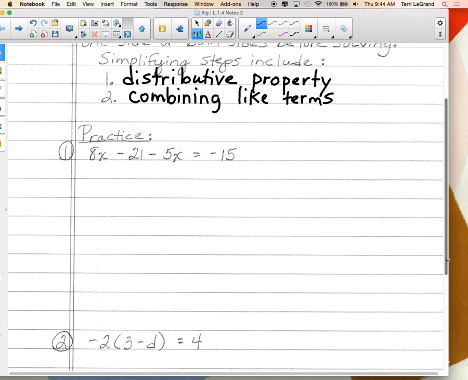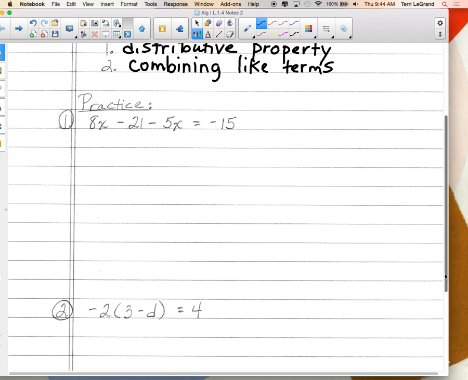So here's our first one that we're going to solve. 8x minus 21 minus 5x equals negative 15. Okay, distributive property, if you're going to look for distributive property, that means there would be a set of parentheses in there with some addition or subtraction going on inside the parentheses. Is there? No. In this one? No. So no distributive property to do.